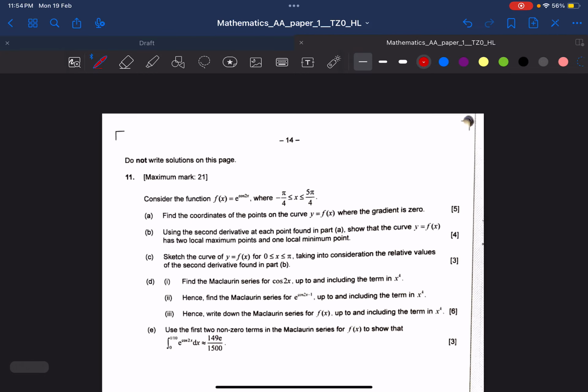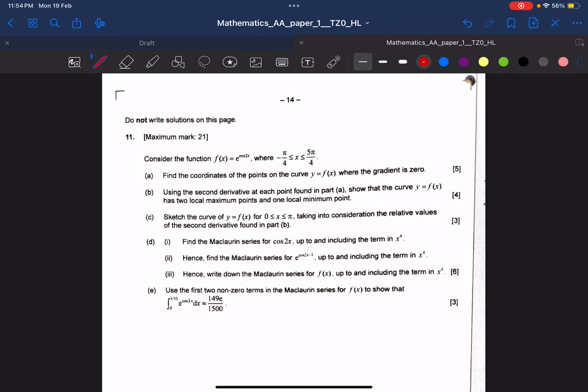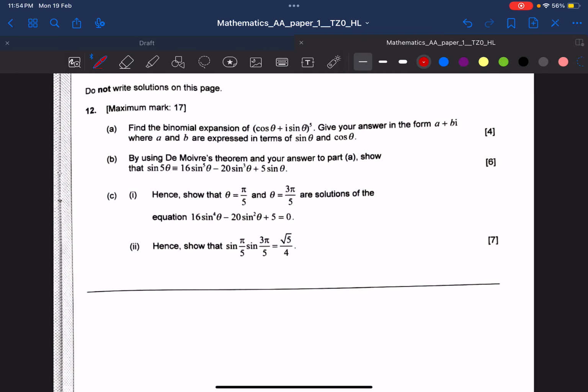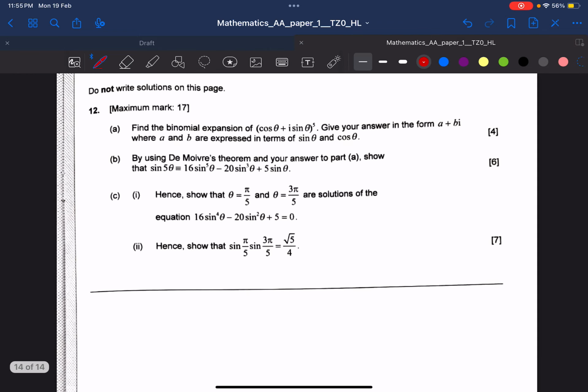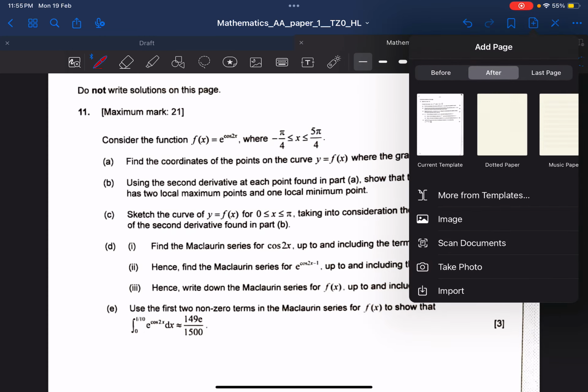So let's directly try 11. How many questions do we have? We have 2. So we have a level 7 question at the end. I think it involves complex numbers, de Moivre's theorem and some trigonometry as well. And this one will be, I think, Maclaurin series, right? So I just add a page from here.